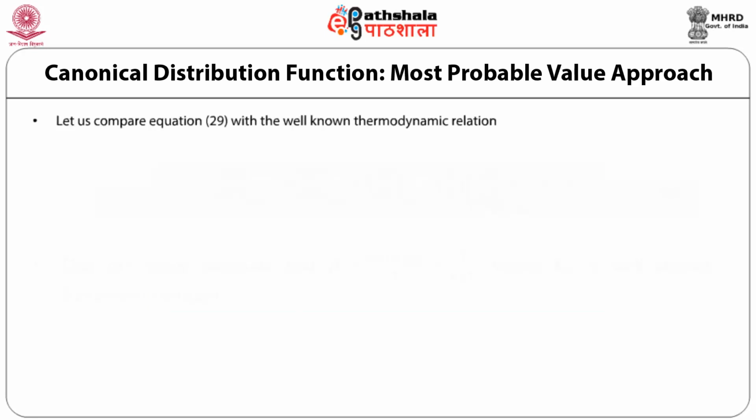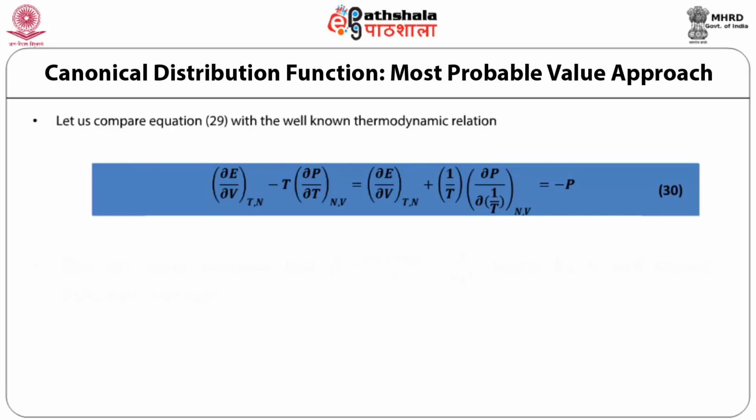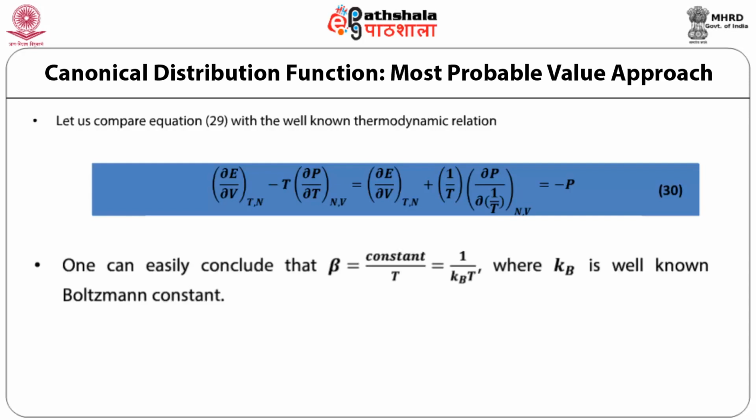Let us compare equation 29 with the well-known thermodynamic relation: the partial derivative of E with respect to V at constant T and N, minus T times the partial derivative of P with respect to T at constant N and V, is equal to the partial derivative of E with respect to V at constant T and N plus 1 upon T times the partial derivative of P with respect to 1 upon T at constant N and constant V, is equal to minus P. One can easily conclude that beta is equal to a constant divided by T, which is 1 upon kBT, where kB is the well-known Boltzmann constant.